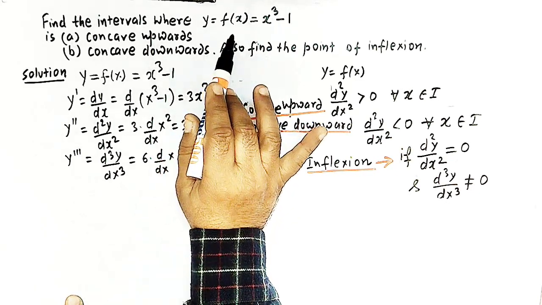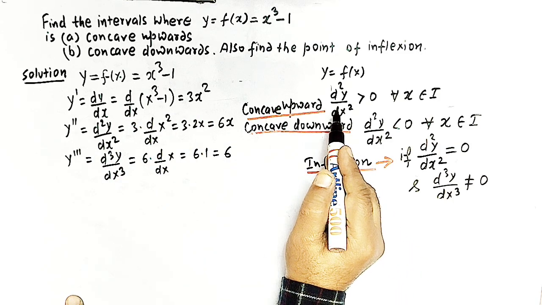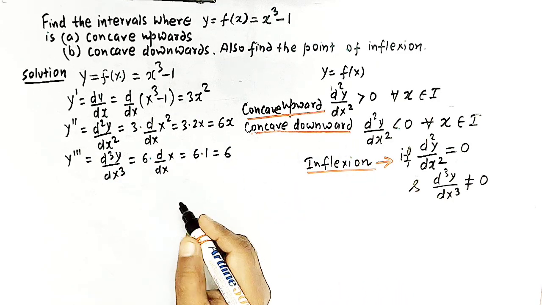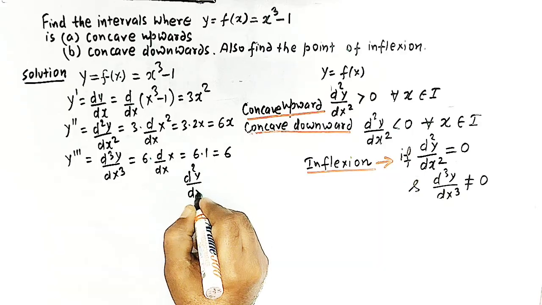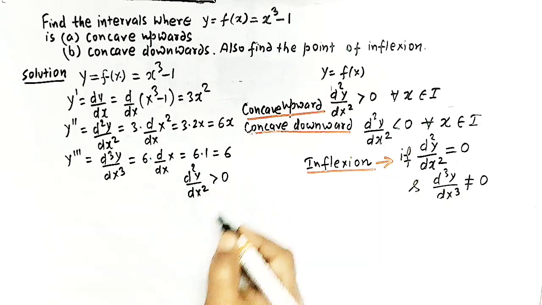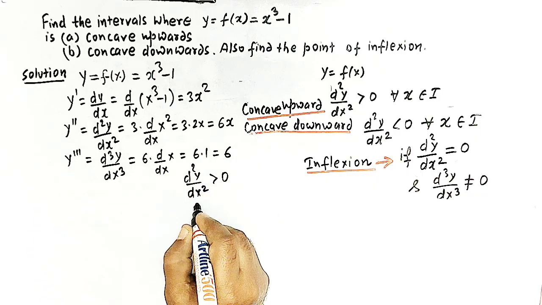So now this function is concave upwards when we have the condition that the second derivative d2y over dx2 is greater than 0. So here the second derivative is 6x.